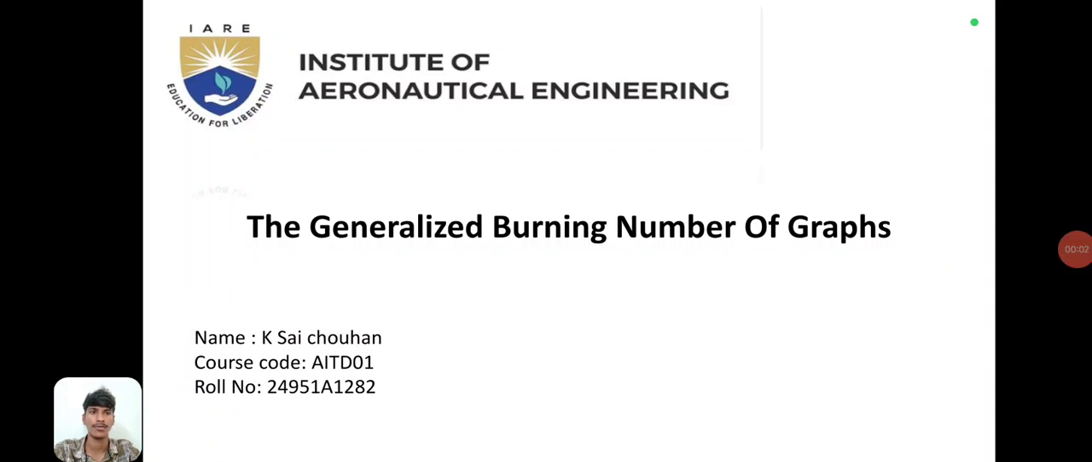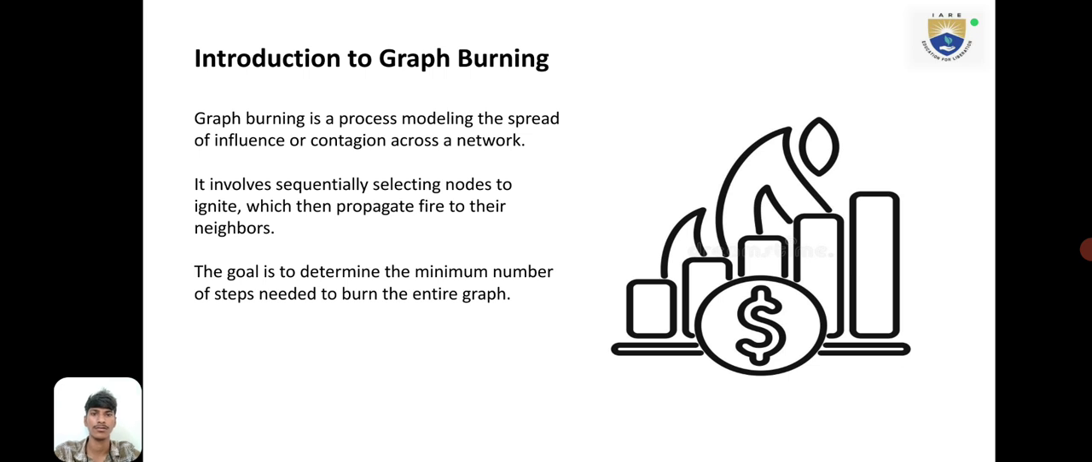The generalized burning number of graphs. Introduction to graph burning. Graph burning is a process modeling the spread of influence or contagion across a network. It involves sequentially selecting nodes to ignite, which then propagate fire to their neighbors. The goal is to determine the maximum number of steps needed to burn the entire graph.